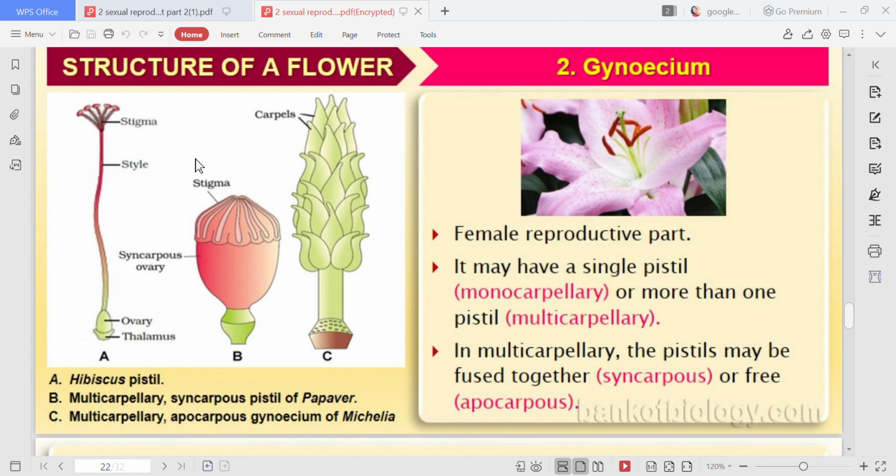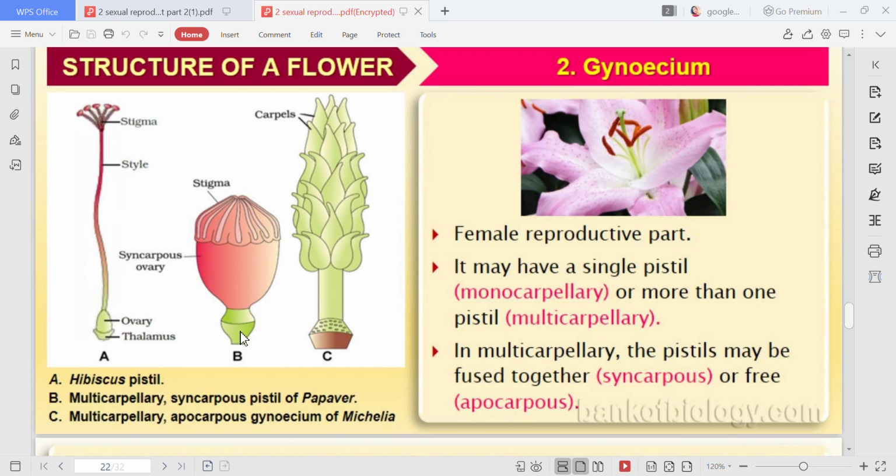So we know that pistil is the female part of the flower. We also name it as gynecium. So it is the female reproductive part. It may have a single pistil. If there is a single pistil, we use the term monocarpellary, or more than one pistil, then we call it multicarpellary. So children, this is the pistil of hibiscus flower.